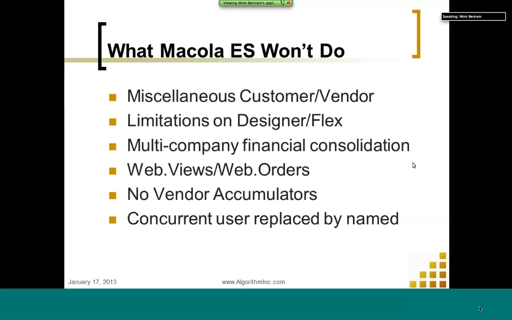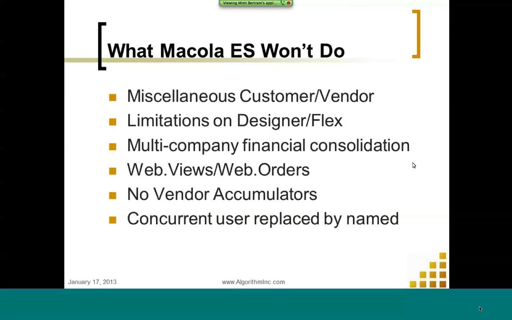You will be happy to know that there are no more vendor accumulators that come over from Progression. Now, the other accumulators that you're used to seeing, maybe in order entry, in inventory, they still come over. But frankly, because ES now is such a transaction-specific system, there's really no need for them.